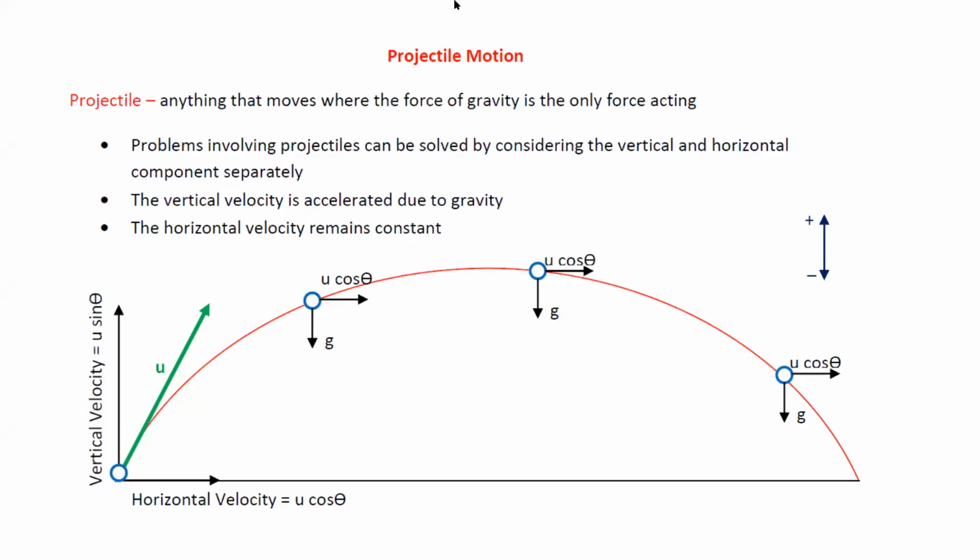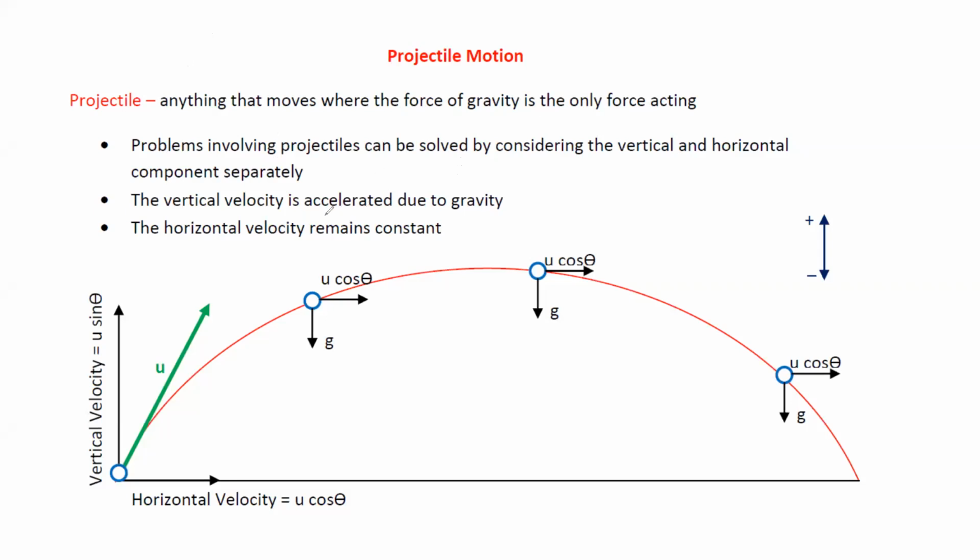So today's topic is projectile motion. Basically, what is projectile motion? Anything that moves where the force of gravity is the only force acting, we call that a projectile. And when we are solving problems involving a projectile, they can be solved by considering the vertical and horizontal components separately. So what we'll do is separate the components of the motion as horizontal and vertical.